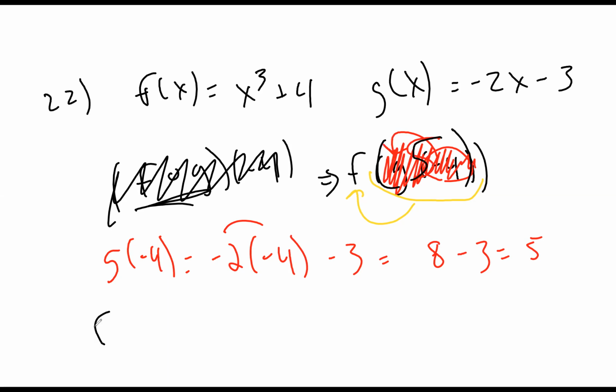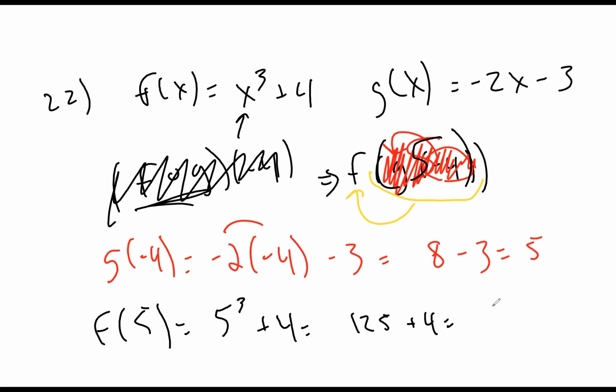And so now the last thing I need to do is find f of 5. So I take 5 and I put it right here. So I'm going to have 5 to the third plus 4. And when I do 5 to the third, I'm going to get 125. And when I add 4 to that, I'm going to get 129. And that is my total, complete, final answer.